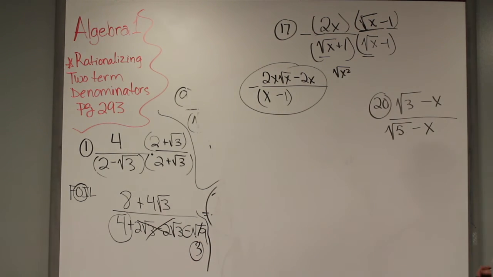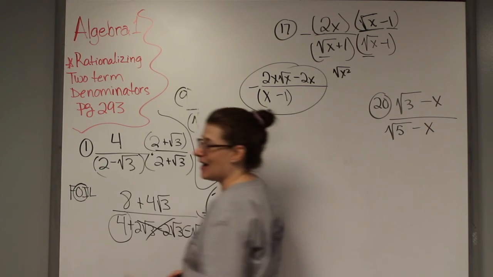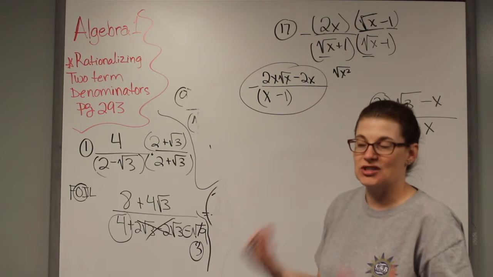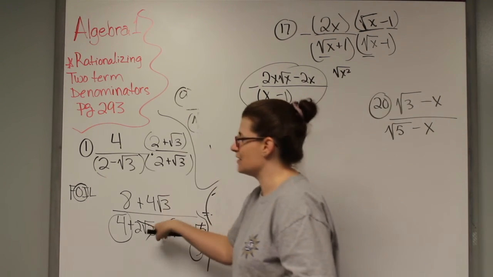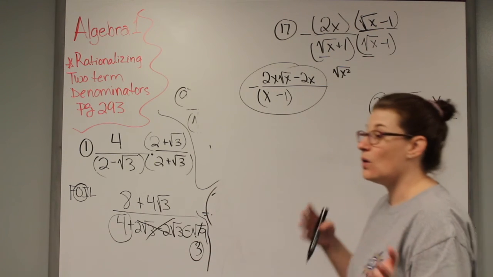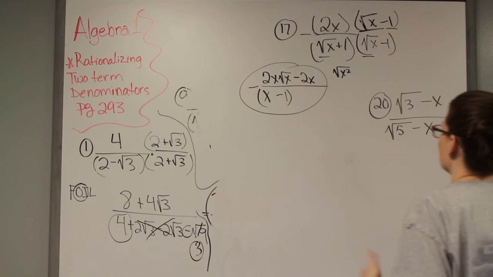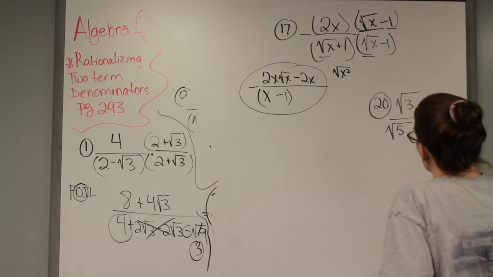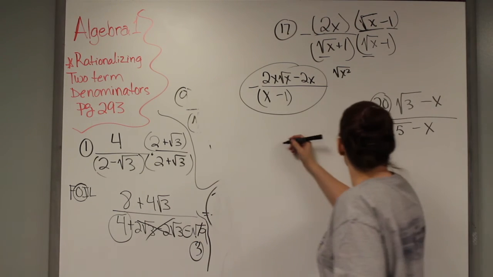Alright, so 20 is the last one. Now that you know that you can skip your O and your I, it should speed up your process and save you just a little bit of work, okay? You don't need to do this. It's going to cancel out every time. I just wanted to show you if you use the whole FOIL method that it will work in case you forget shortcuts. So on 20, we need to multiply, and I guess I need to move it over here.